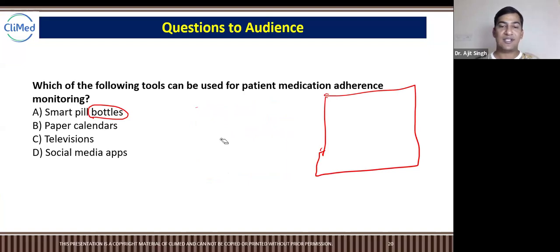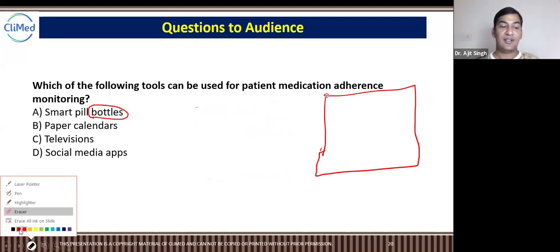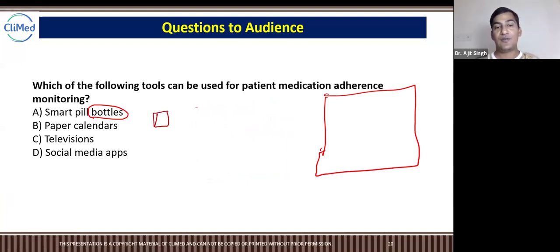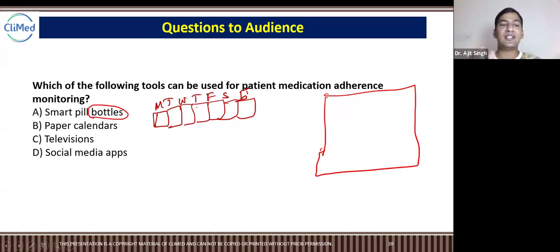Okay. In one sequence, like let me make it very clear so you will understand it. Okay, fine. No worries, I don't mind. See, 1, 2, 3, 4, 5, 6, 7. There are 7 bottles in one row. Okay, there are 7 bottles in one box. This is for Monday, Tuesday, Wednesday, Thursday, Friday, Saturday, Sunday. This is a smart pill. This is smart pill bottles, guys.